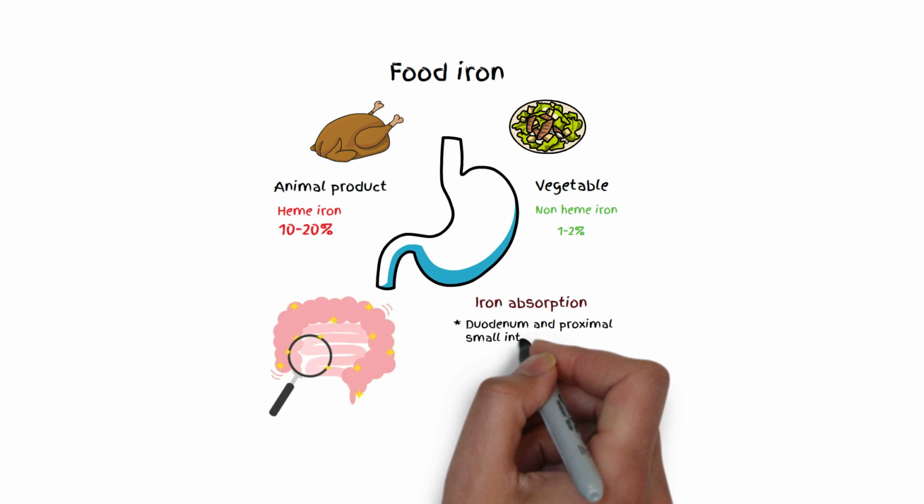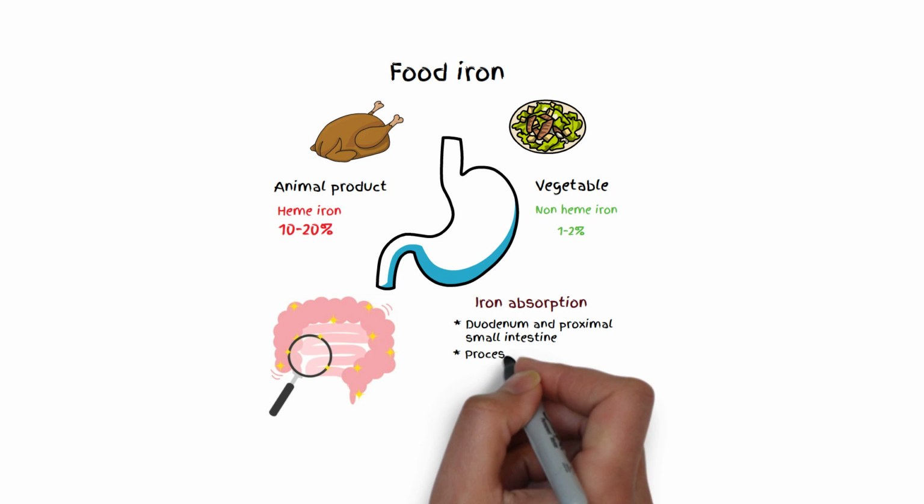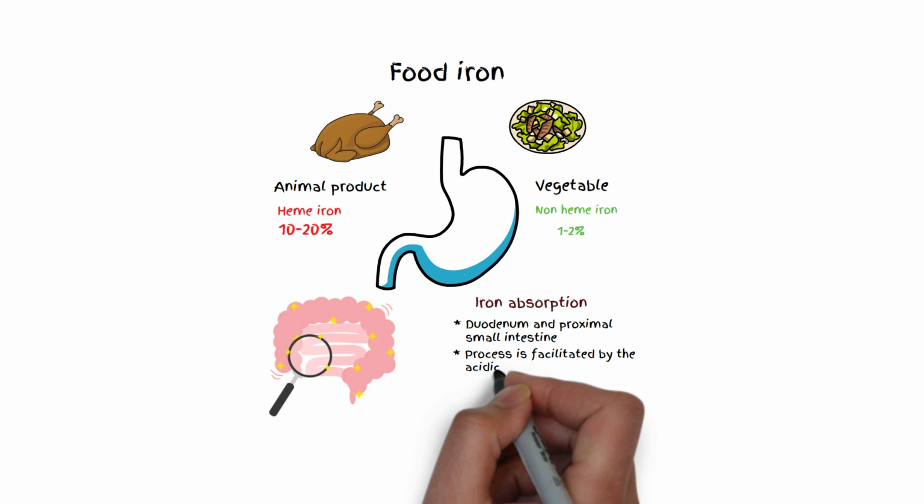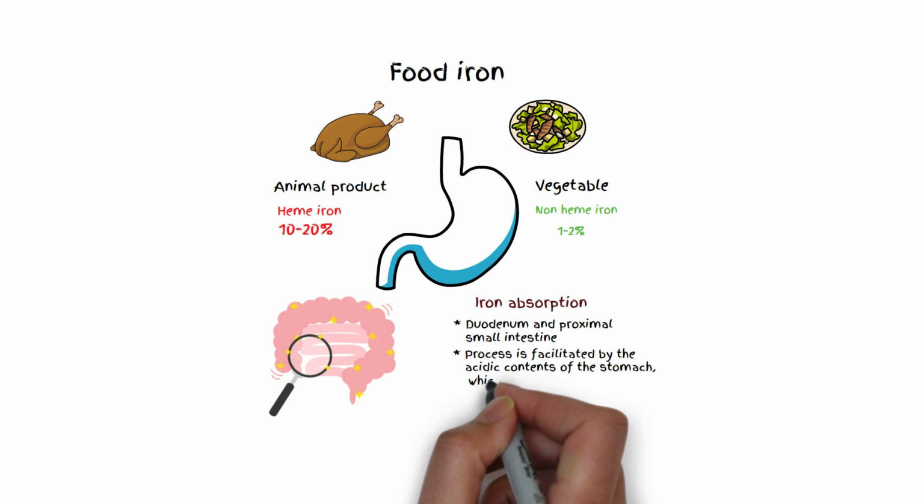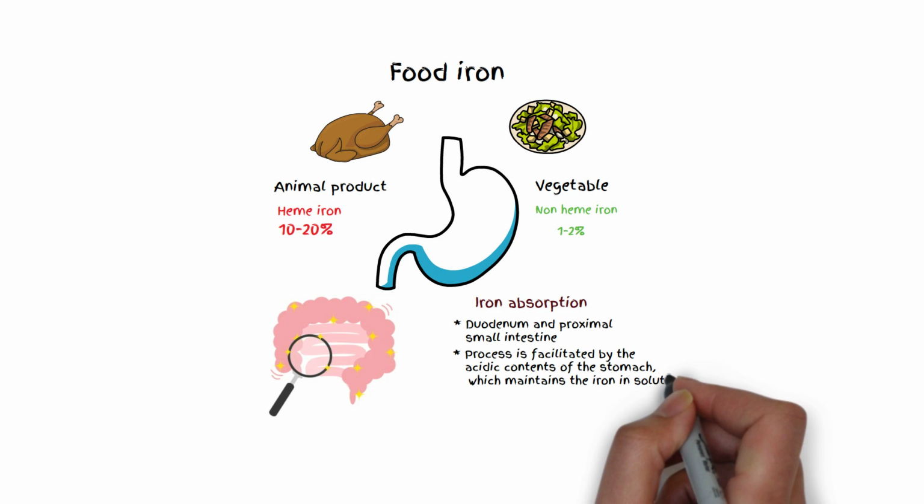Most of iron absorption takes place in the duodenum and proximal part of the small intestine, and this process of absorption is facilitated by the acidic content of the stomach, which maintains the iron in solution.